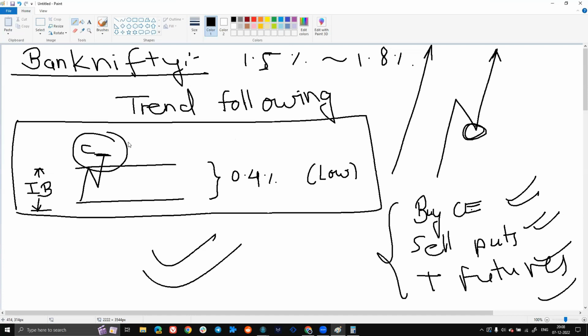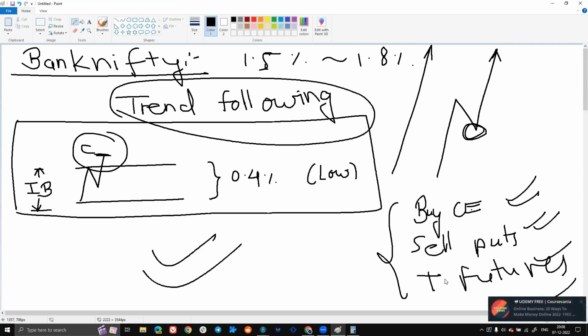So when IB is small, market breaks out, deploy your trend following strategy: moving average crossover, RSI crossover, or breakout strategy, Supertrend crossover, Donchian channel crossover, Bollinger Band crossover, anything you like, or some statistical strategy, anything. Deploy your trend following strategies. Now this part is clear. If you are with me, then type clear in the chat box. Very good. Then let's move forward.